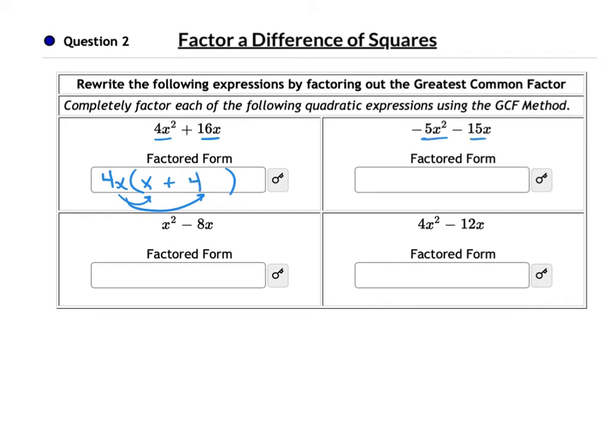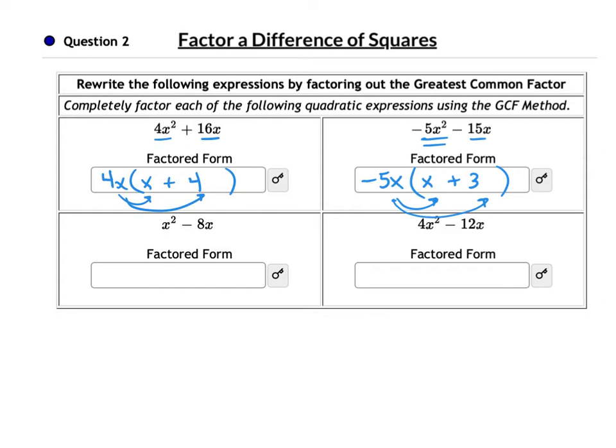Both are negative here, so we're going to include the negative as part of the GCF. 15 and 5 are divisible by 5, and they both have an x. You pull out a negative, both signs inside are going to be positive. Negative 5x times the first spot makes negative 5x squared. That would be another x. And negative 5x times the second spot makes negative 15x. That would be a positive 3, because negative 5 times positive 3 is negative 15. And we have that x there.